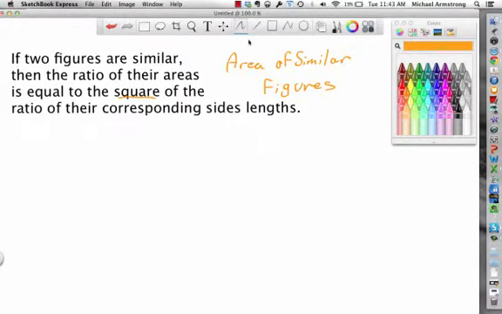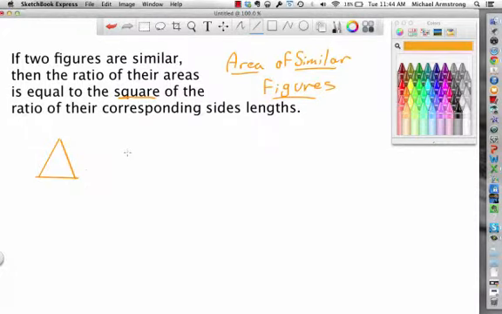Now we're going to find the area of similar figures, and the important part here is the squaring. Area always has to do with squares, but let's read this. If two figures are similar, then the ratio of their areas is equal to the square of the ratio of their corresponding side lengths. So this kind of sounds like gibberish, but we're finding the ratio of an area compared to the sides. So we're doing basically the same thing that we already did, but now, instead of finding perimeter, we're finding area.